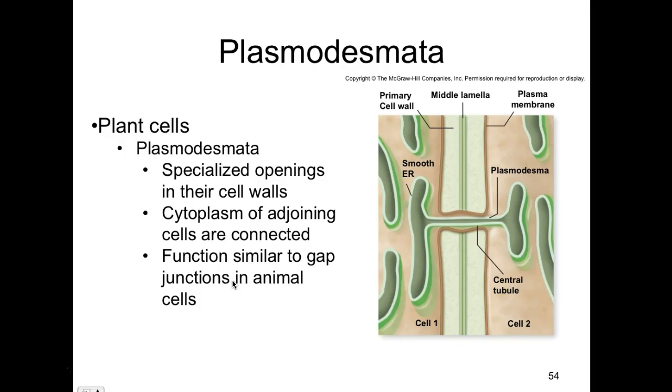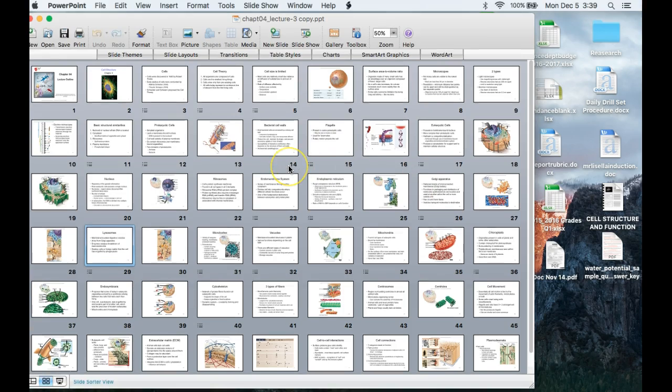Plasmodesmata are specialized openings in cell walls. Cytoplasm of adjoining cells are connected. So here you can see that channel between one cell and the other. There's the primary cell wall. Here's the primary cell wall of another cell, and there's that middle lamella. So the plasmodesmata extends across, allowing for cytoplasmic joining. The function is similar to a gap junction in the animal cell itself.